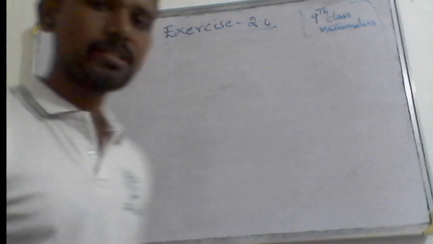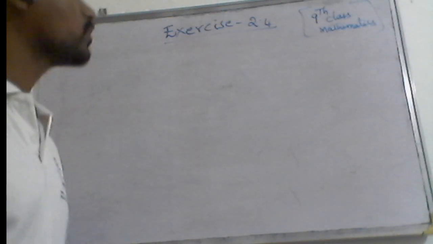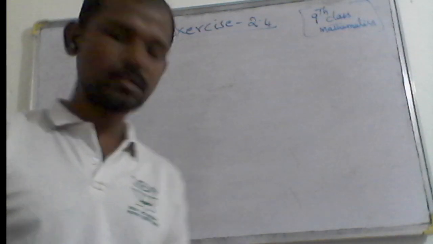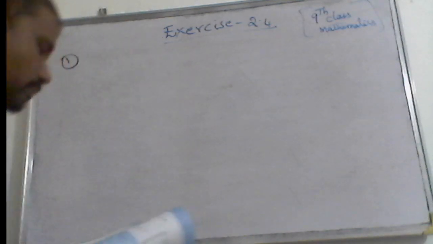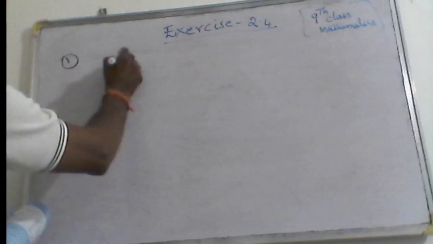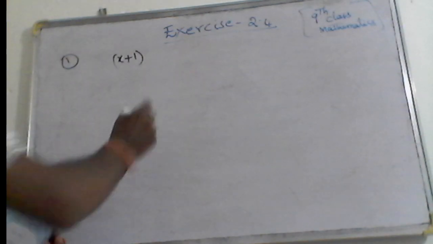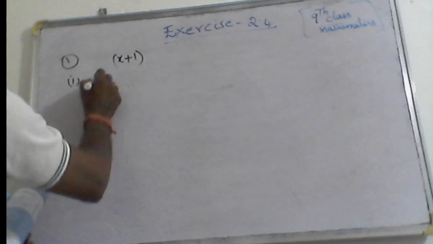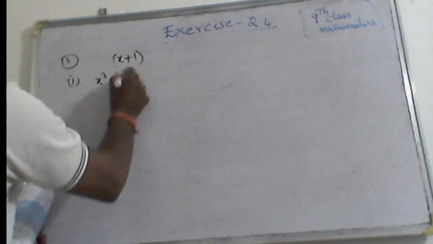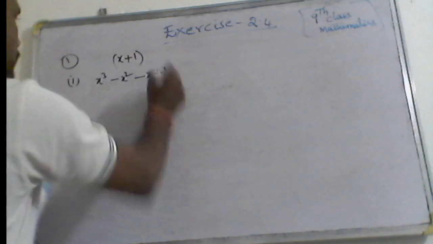In this video, I am explaining exercise 2.4, ninth class mathematics, polynomials and factorization chapter. So, first, determine which of the following polynomials has x plus 1 as a factor. First one, x cube minus x square minus x plus 1.